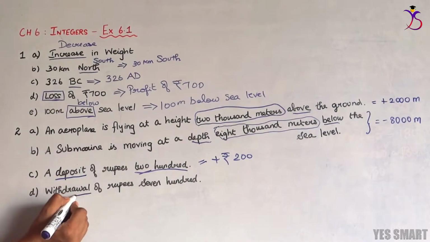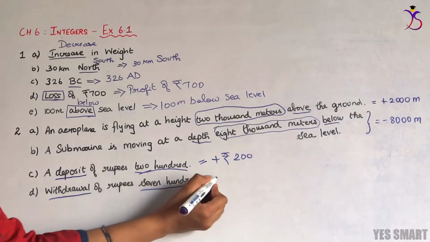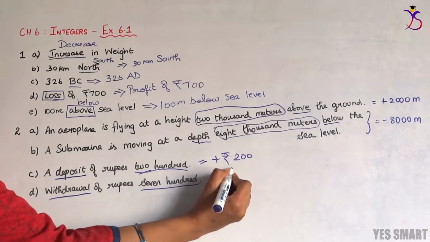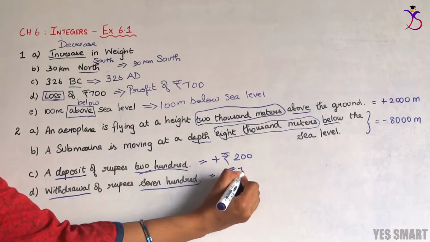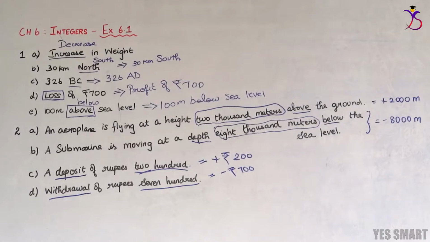Now D sum, withdrawal of rupees 700. Withdrawal is the keyword. Withdrawal is like we are taking some money from our account. The value is 700. Therefore, we have to write minus rupees 700. Since we withdraw some amount, the balance in the account decreases. Therefore, the sign which we have to use is minus.